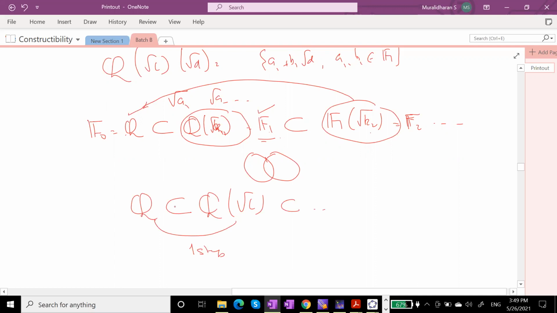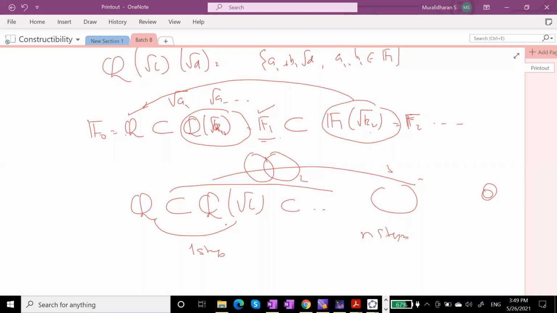The next one is anything that can be done in 2 steps. Anything can be done in 3 steps and so on. So if I can construct a point in n steps, it will be at the nth stage in this chain.